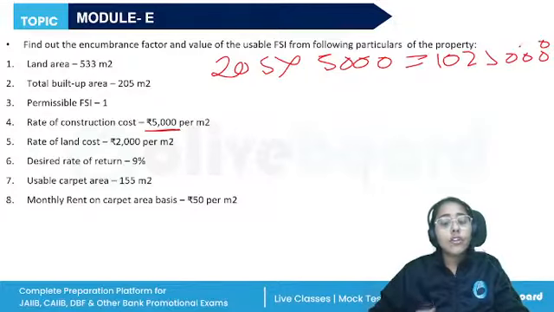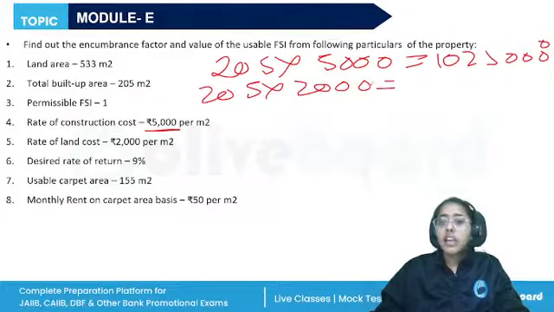Then how do we calculate the cost of FSI used? We will multiply 205 again, which is given as the total built up area, with the rate of land. So 205 multiplied by 2000, which will give us the value 4,10,000. All right.